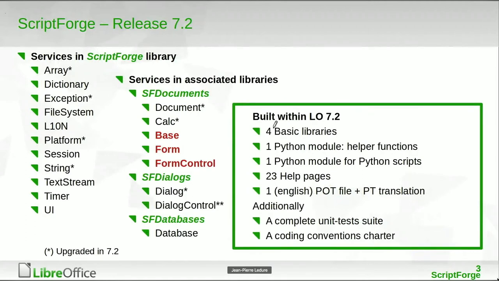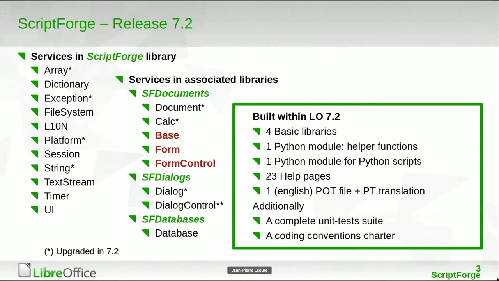Now in 7.2, technically, each service is stored in a separate module. Modules are gathered in libraries, one core library, ScriptForge, and a number of associated libraries. Only ScriptForge needs to be loaded by the user. The number of libraries may evolve with time. So we can have more libraries in the future. It's quite easy to do.